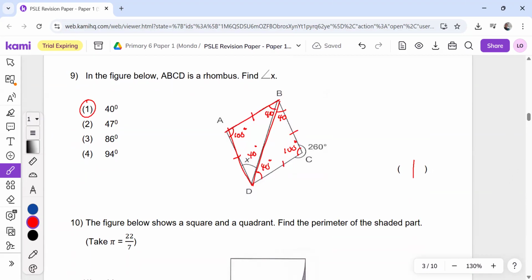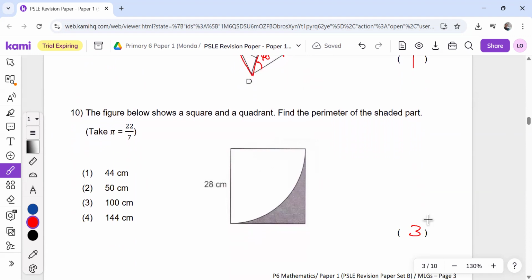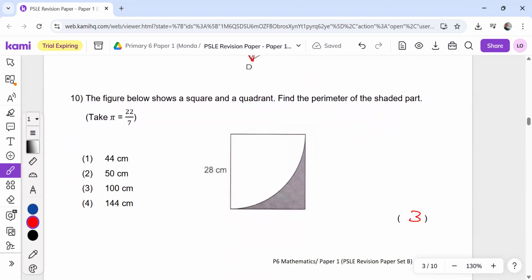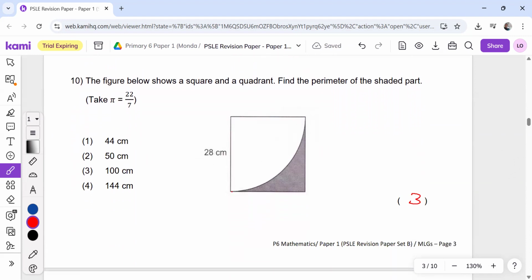Okay, question 10. Question 10, your answer will be number 3. So how do you find the perimeter of the shaded part? You need to find the arc. What is the circumference of the arc? So 1/4 times pi d. So write down the formula, write down the fraction, because 1/4 is a quadrant. So 1/4 times pi, and what's the diameter? This what you see is a quadrant. Quadrant has radius. You will need to take the radius times 2, right, to get the diameter.